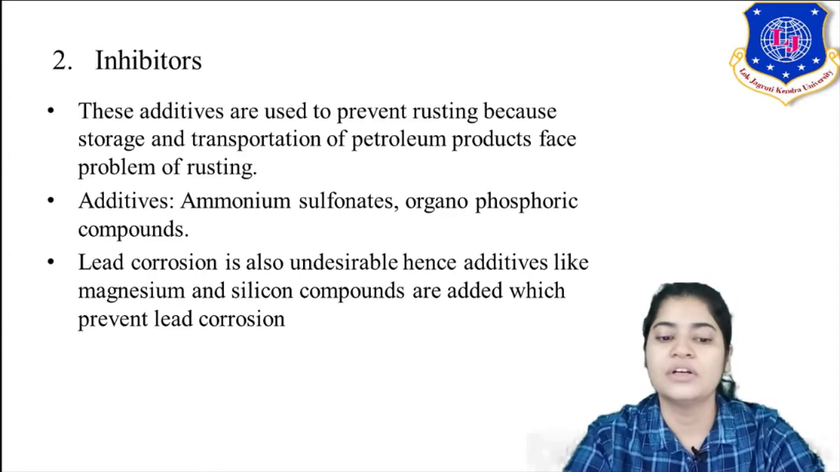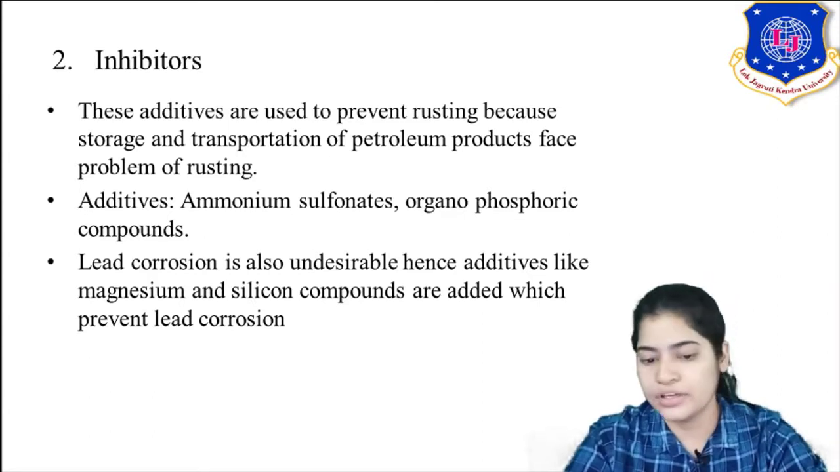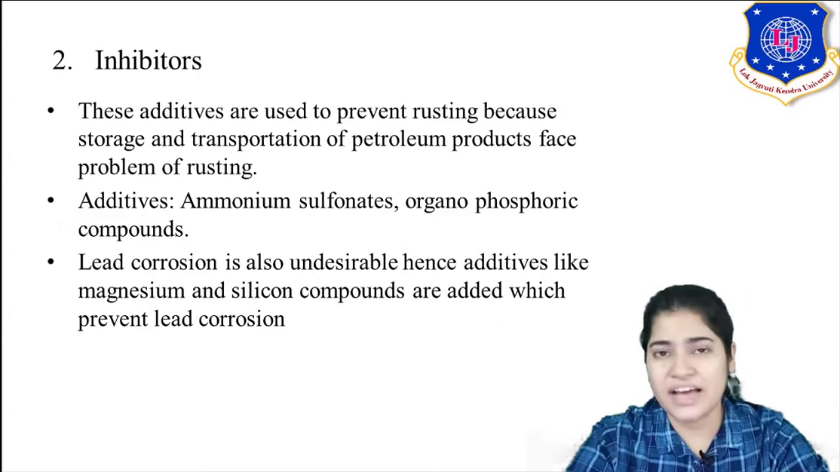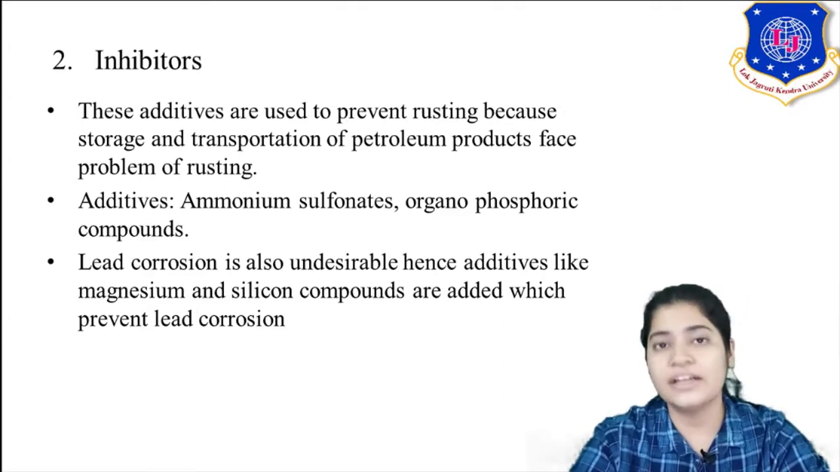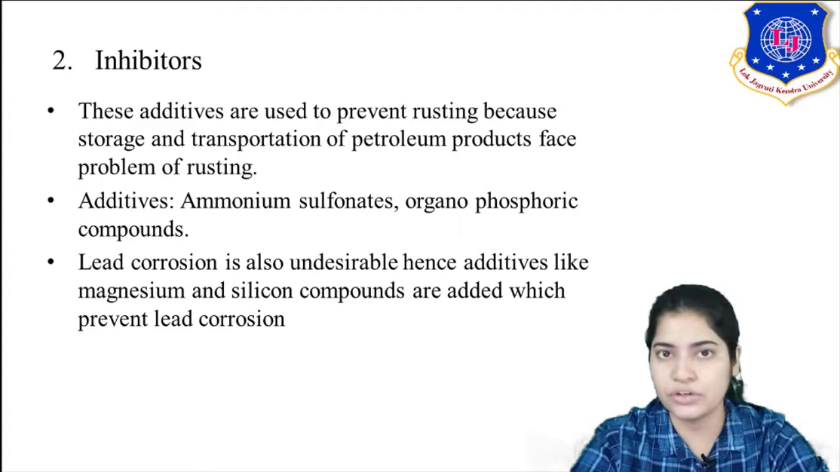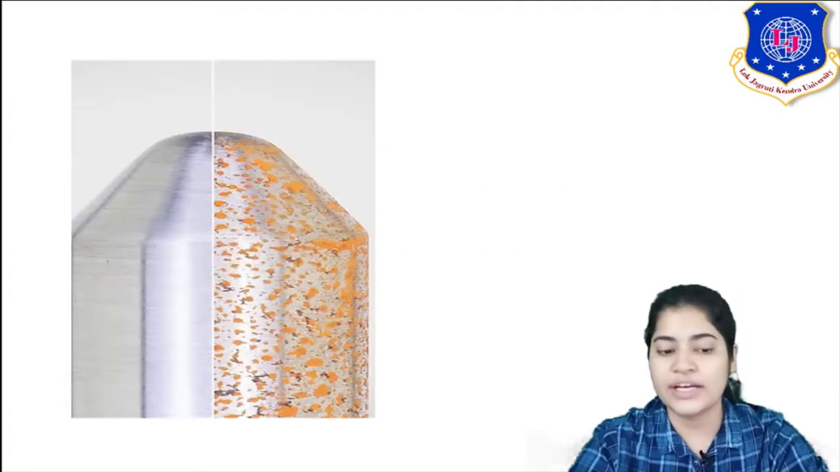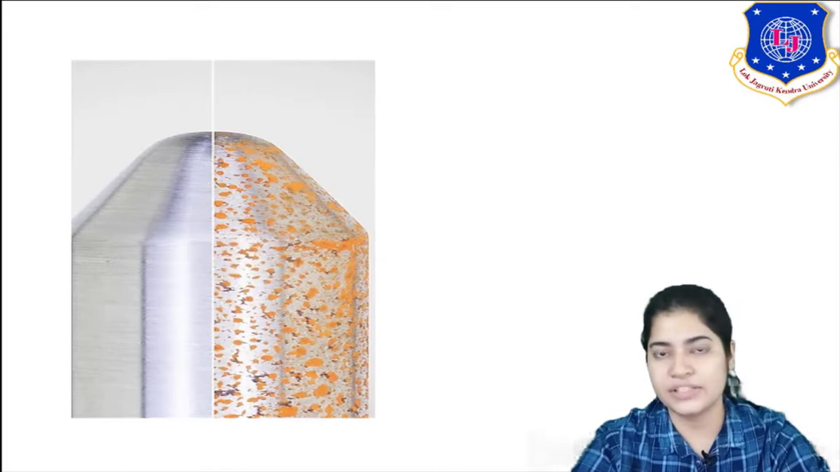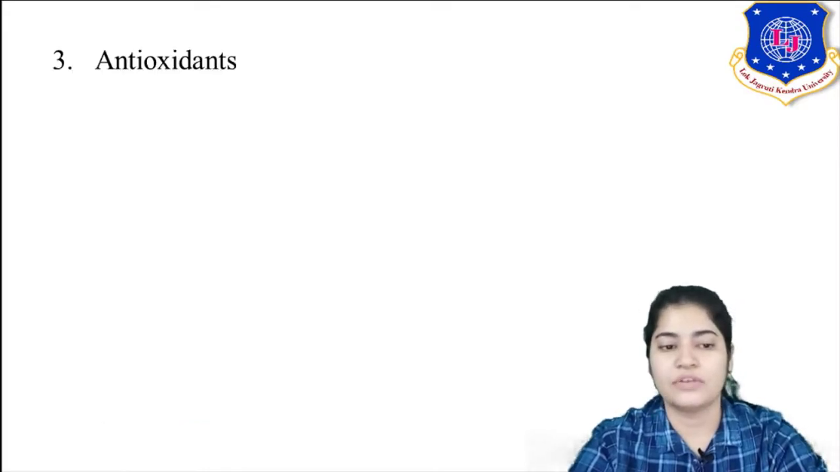Now, lead also corrodes, and it is undesirable, because lead is needed to increase the anti-knock properties of your fuel. And so additives like magnesium and silicon compounds are added which prevent lead corrosion. You can see how gasoline causes the rusting. On the right hand side you can see how rusting takes place.